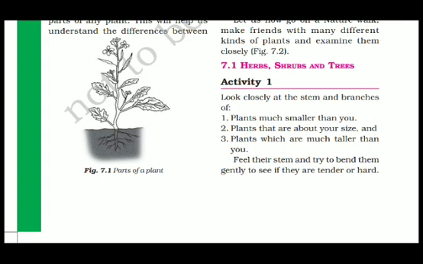Some plants, if you look at some plants, their stem can be bent, right? They will have a tender stem, so you can bend it easily, you can break it easily. Then there are some other plants whose stem is very hard, right? And there are some plants whose stem is very thick also, like the trees. So based on that, you can classify the plants into different varieties. So that is what we are going to do in the next table.